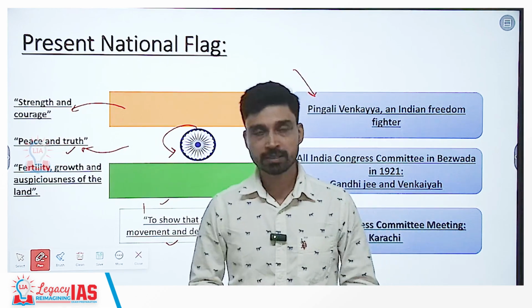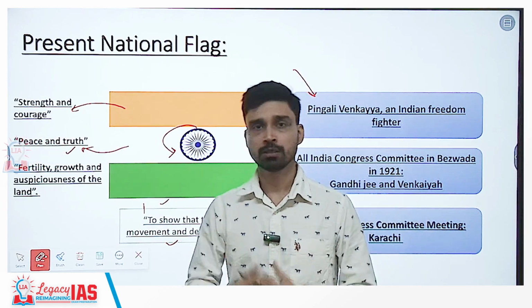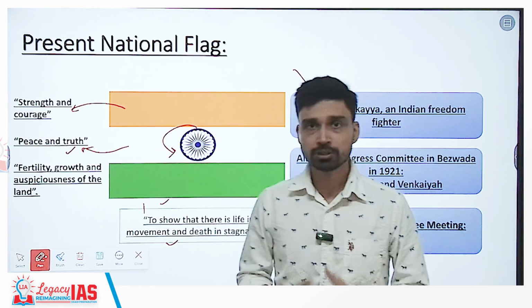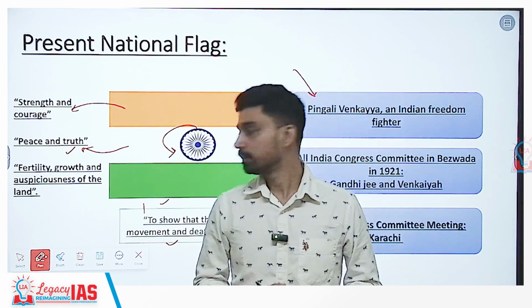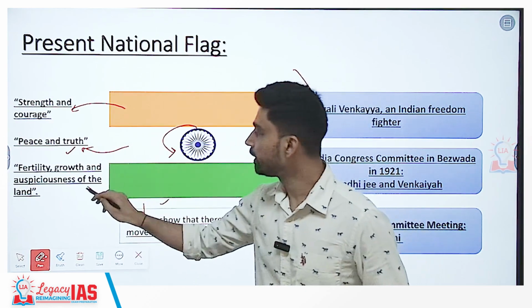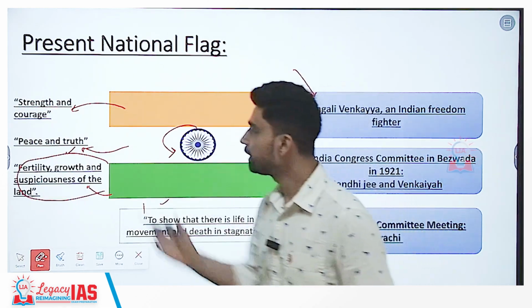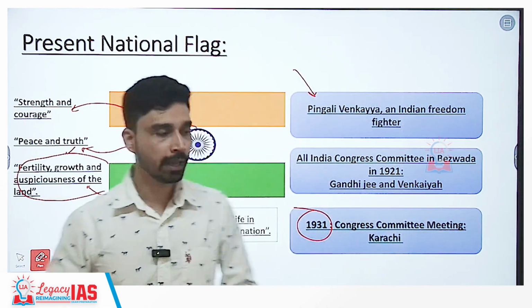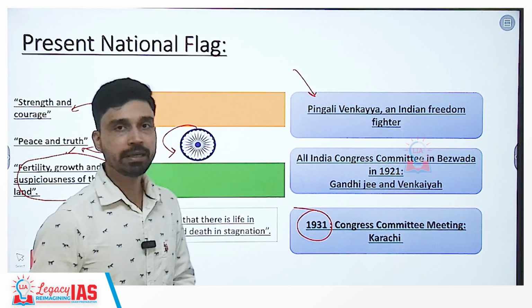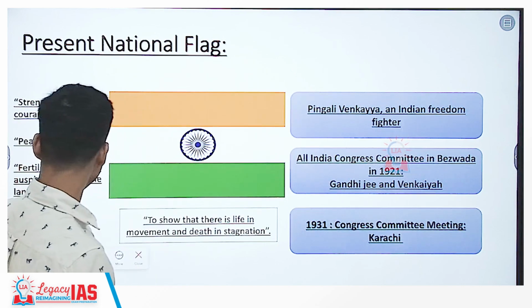India at that time, especially when the flag was accepted, was largely an agrarian economy, and farmers were the core of the Indian economy. So that is why they also find a place here. So saffron, white, and green, and each of the symbols of the flag have a certain meaning associated with it. So this is about the flag.